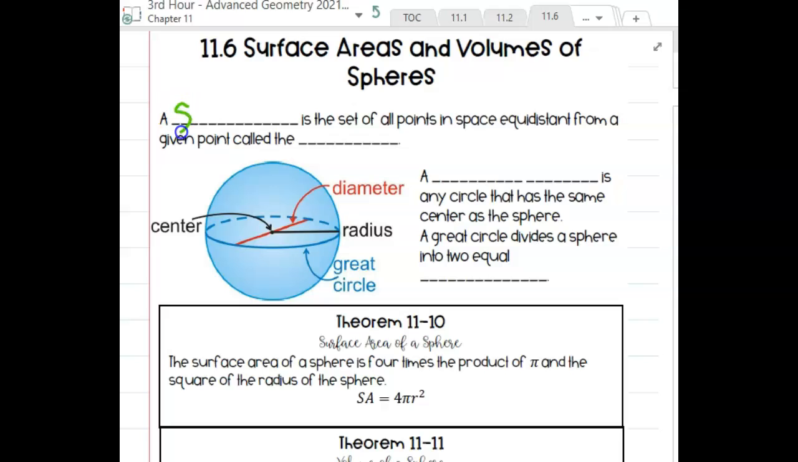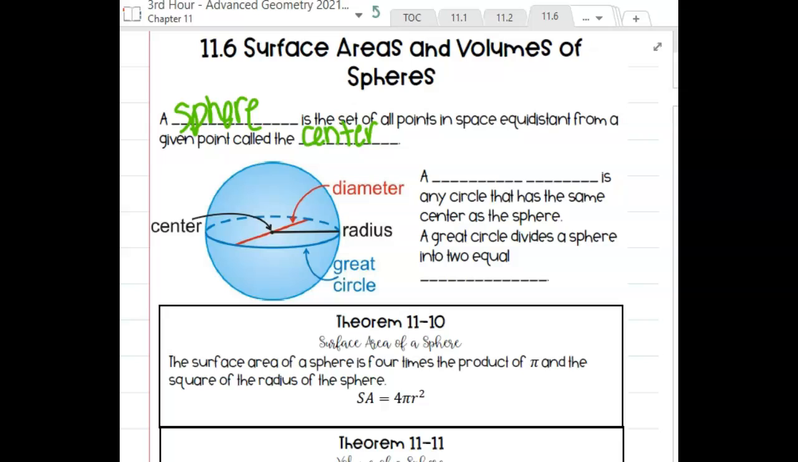So the first thing, a sphere is the set of all points in space equidistant from a given point that is called the center. So it's a similar definition to the definition of a circle. Whenever we talked about circles last chapter, I told you that I never thought of a circle that way. That a circle is the set of all points equidistant from a point. A sphere is the same thing, but a circle is two-dimensional, just flat. A sphere would be all the way around in space, but in three-dimensional space, points equidistant from the center.